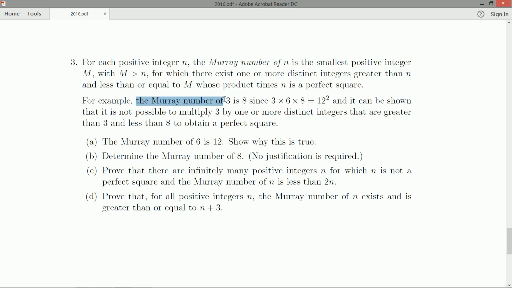For example, the Murray number of 3 is 8, since 3 times 6 times 8, so 6 is our number less than or equal to capital M and greater than n, 3 times 6 times 8 is 12 squared. And it can be shown that it is not possible to multiply 3 by one or more distinct integers that are greater than 3 and less than 8. Oh, now you're saying less than 8, but not less than or equal to. What? To obtain a perfect square. Okay.